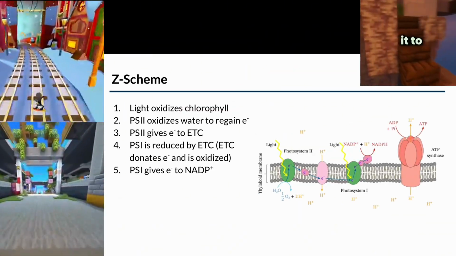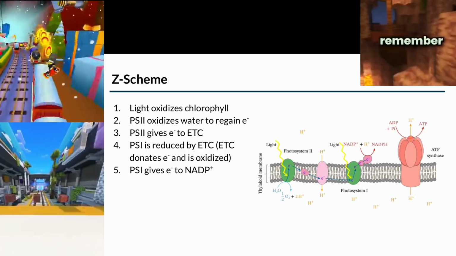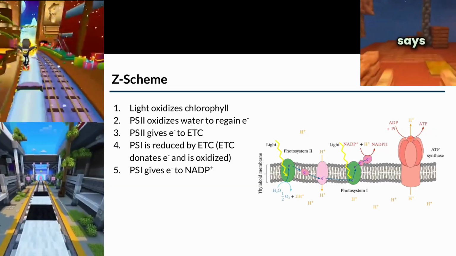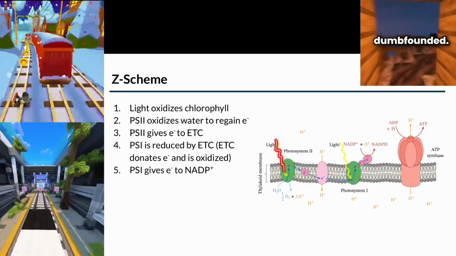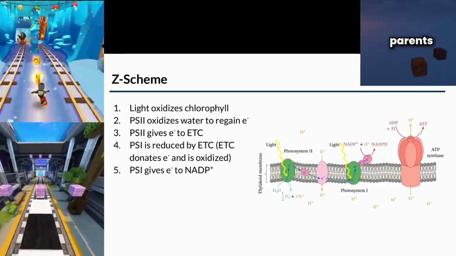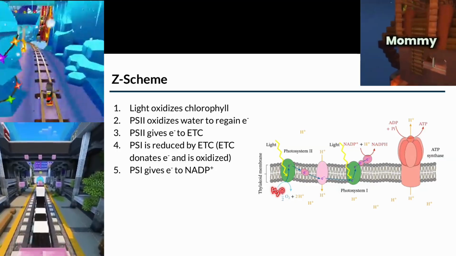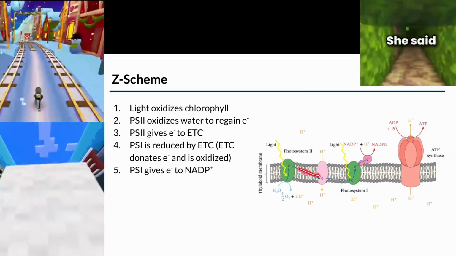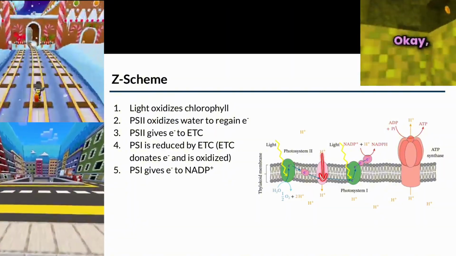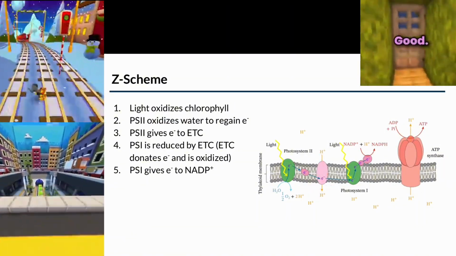Okay, so what happens when we smush these two photosystems together? That's when we get the Z scheme. The Z scheme starts with photosystem 2. Light is going to come in and oxidize PS2. Water is going to be oxidized in order to reduce it. So we take that electron and give it to the ETC in order to pump a proton across.